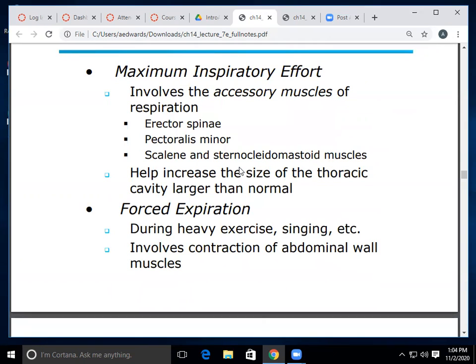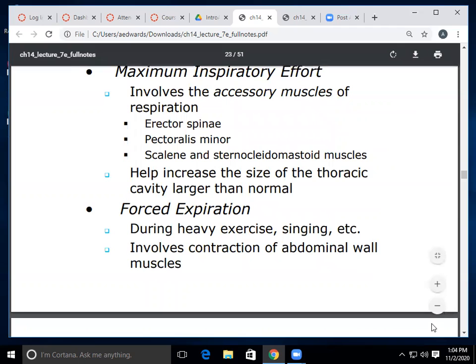All right. So let's take a break and talk about inhalation or inspiration and expiration with your partners. You can do this at home as well.